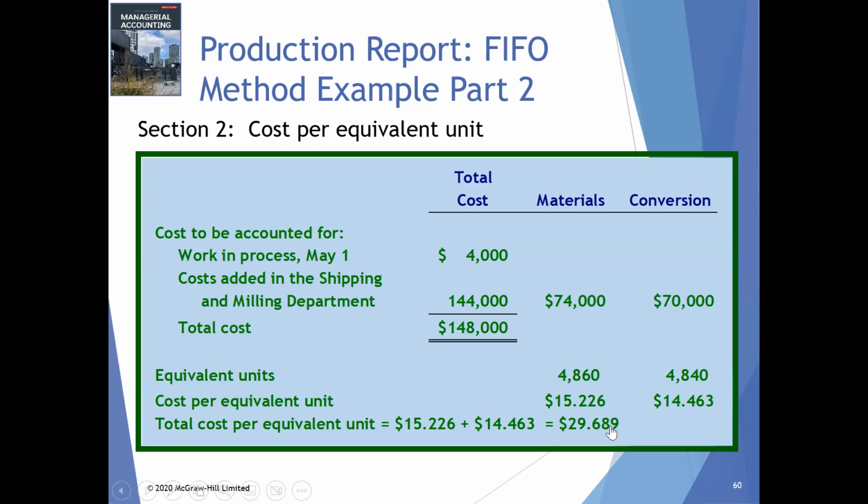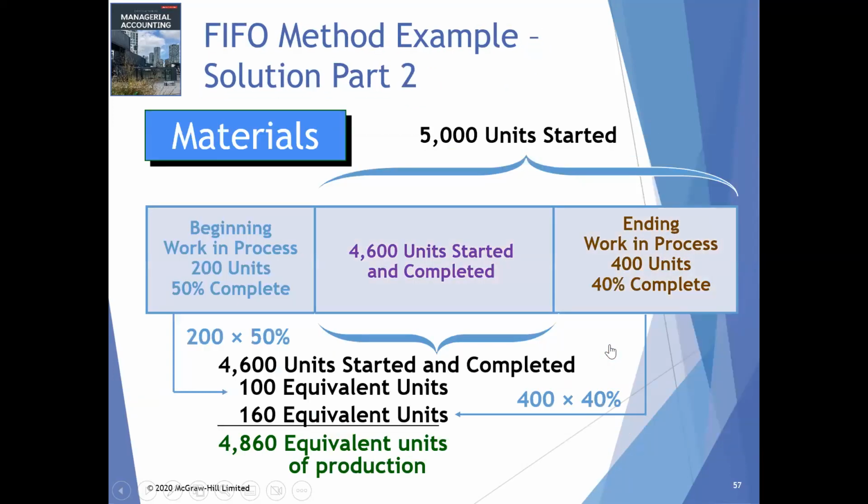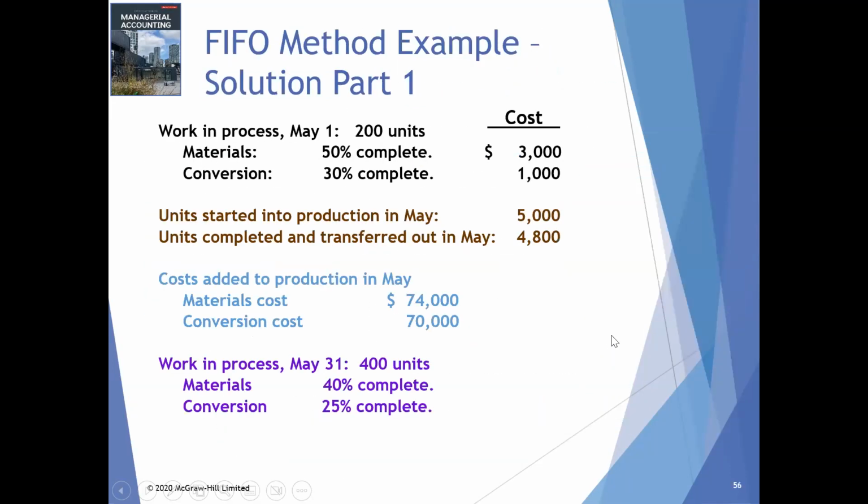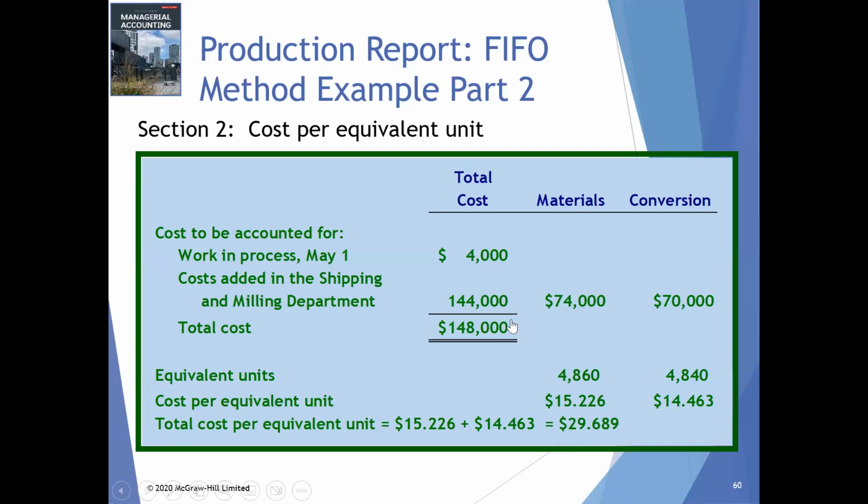The cost to be accounted for, work in process May 1st, that was 4,000. That we know very well. That was 4,000 at the beginning. If you look at this, the 4,000, 3,000 plus 1,000, that is the 4,000. And this is 144,000. This is also given, and this is also given. So these are the units. These are the cost in dollars. So the cost in dollars that we have added here.